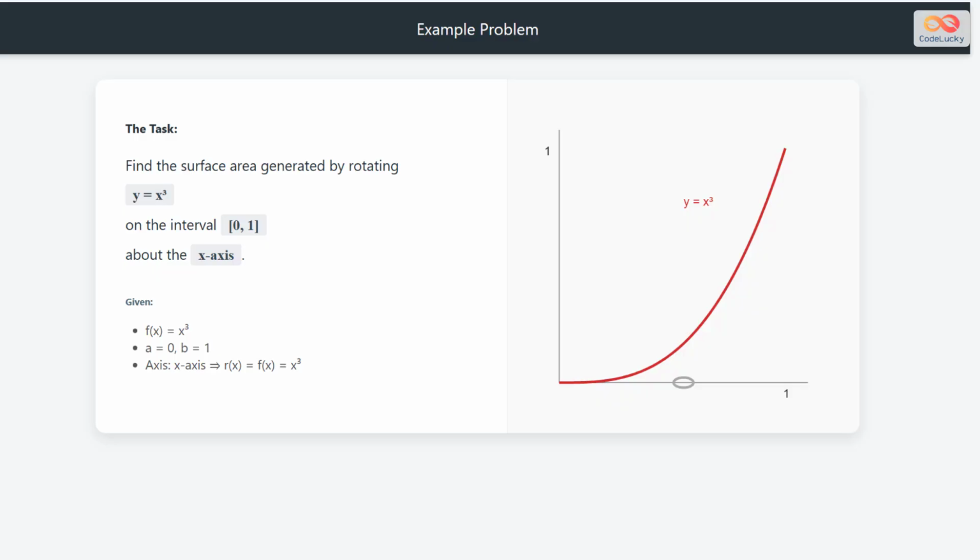Let's try a concrete example. We need to find the surface area generated by rotating the curve y equals x cubed from x equals 0 to x equals 1 about the x-axis. Since we are rotating about the x-axis, our radius function r of x is just the function itself, x cubed.